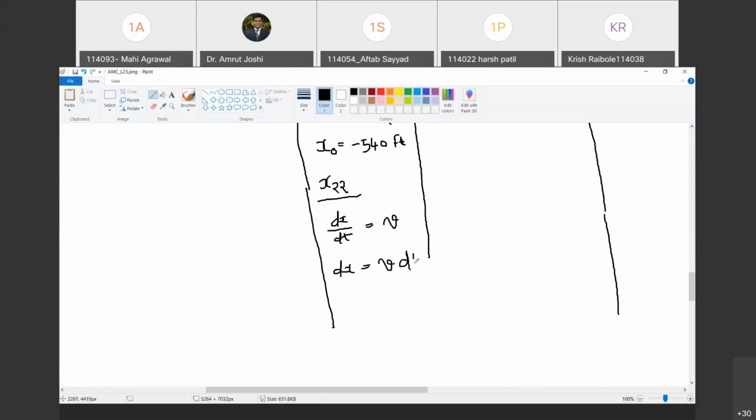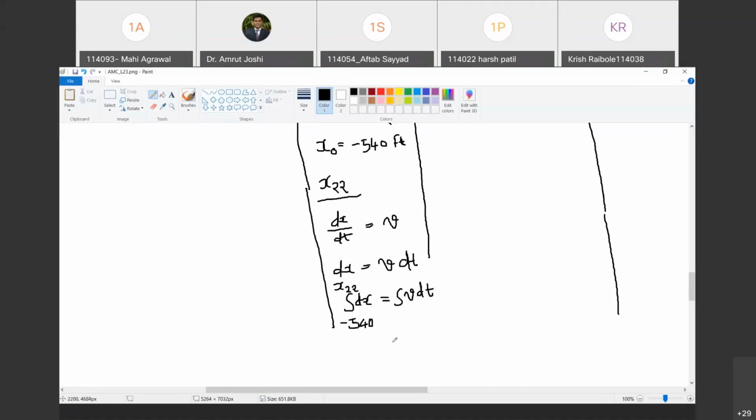Yes, sir. Now can I integrate both the sides? मैं दोनों साइड्स को इंटीग्रेट करता हूं. I integrate left hand side. Are you with me? Yes, sir. I integrate right hand side. कहां से कहां तक इंटीग्रेट करना है? From x equal to -540 feet. Why -540 feet? Because when the motion commenced, the position was -540. Happy? Yes, sir. To x at 22 seconds.